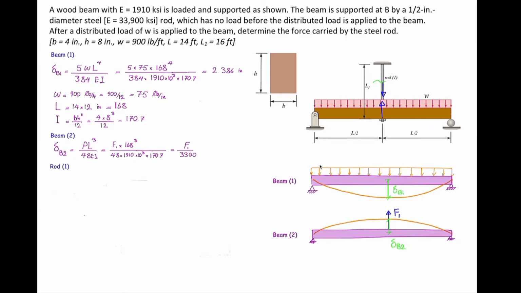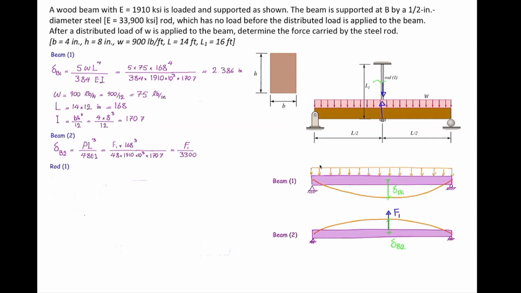Now we need to find out the compatibility of deformation. For this problem, can I say delta B1 plus delta B2 is equal to 0, similar to the previous problem that we just discussed? No, we can't say that because the rod is also stretching.